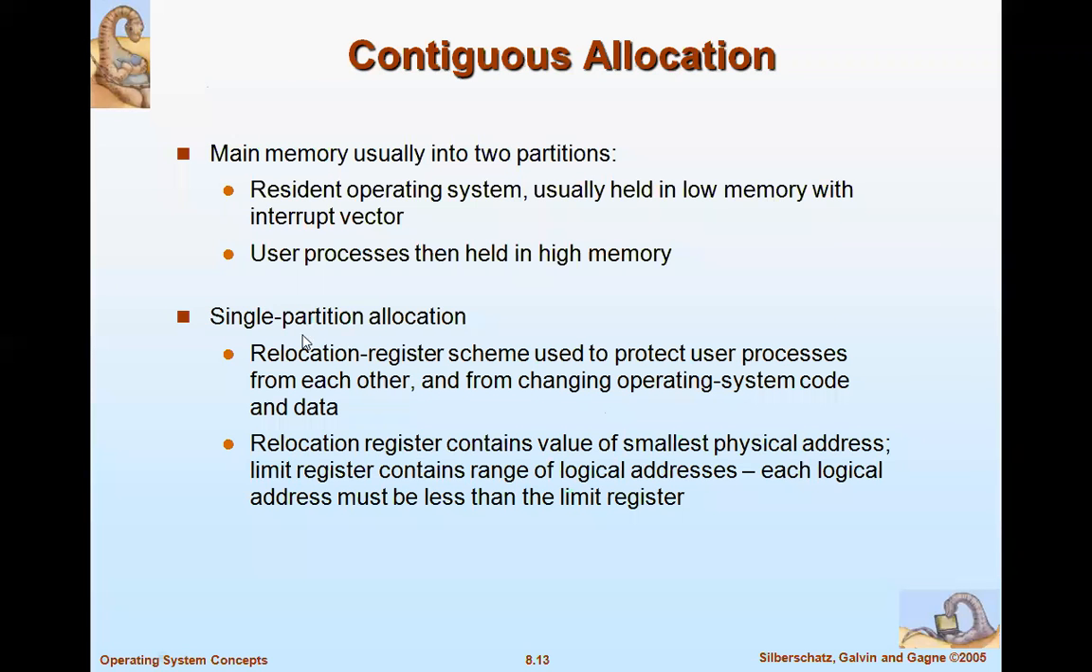So here, single partition allocation, what does it do exactly? It relocates some of the user processes. The relocation register is used to protect user processes from each other and from changing the operating system code and data. The relocation register contains the value of the smallest physical address, so we keep the physical addresses in the relocation register.